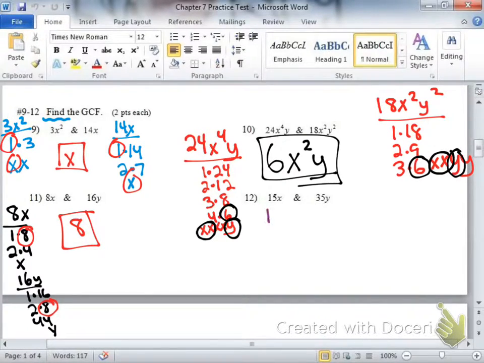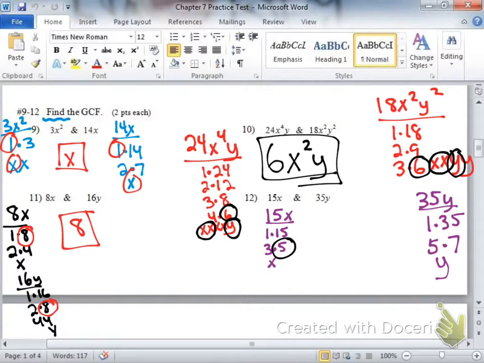Alright, number 12, we have 15x. That's 1 and 15, 3 and 5, x. We also have 35y. That's 1 and 35, 5 and 7, y. What do they have in common? 5. Notice these last two did not have any variables in common. They both had a number with an x and a number with a y. Remember, they have to be common factors. Greatest common factor. With the biggest numbers that they have in common.